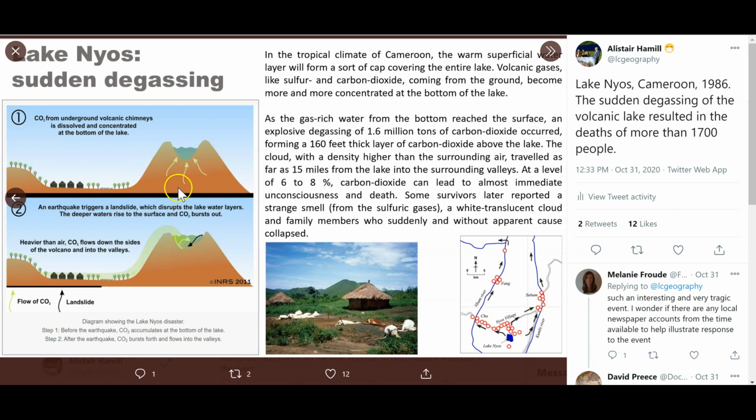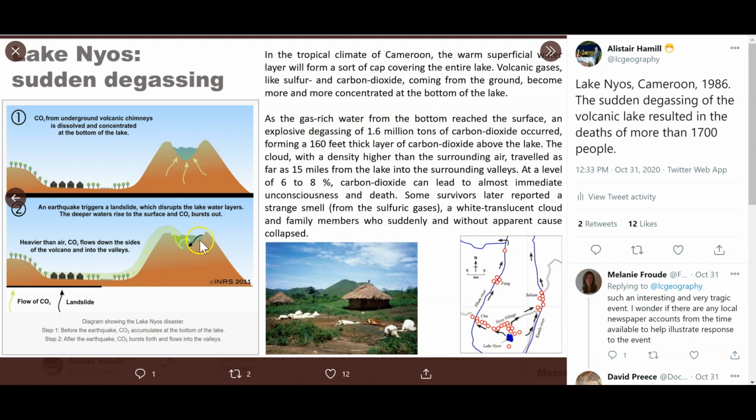Basically what happened is, as the gases coming out from the volcano come into the lake, in the warm tropical climate of Cameroon, the warmer water at the top forms a kind of cap over the entire lake. So the gases that are coming up through the ground, like sulfur dioxide and carbon dioxide, become very concentrated at the bottom of the lake. Instead of these gases just escaping at levels low enough not to cause any harm or damage or death, they build up and they build up and they build up. You get this gas-rich water at the bottom.